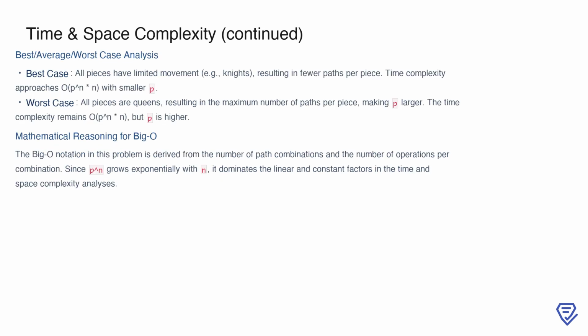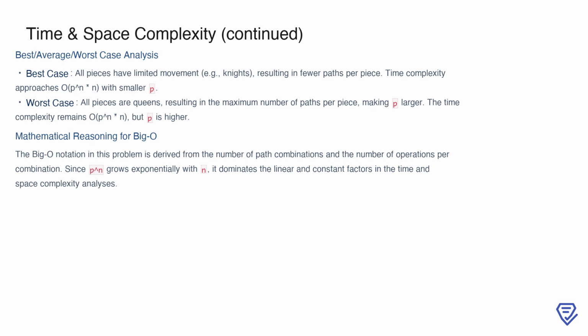Finally, let's look at the best, average, and worst-case scenarios. In the best case, the chess pieces have limited mobility, such as knights, which results in fewer paths per piece. This keeps the average number of paths, p, smaller, and the time complexity remains O(p^n*n), but with a reduced constant factor. In the worst case, the pieces are queens or other highly mobile pieces, maximizing the number of paths, which increases p and makes the exponential growth more pronounced. Despite this, the dominant term in the time complexity, O(p^n*n), does not change.